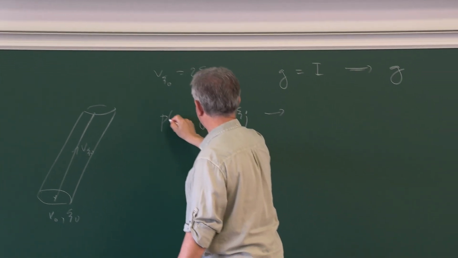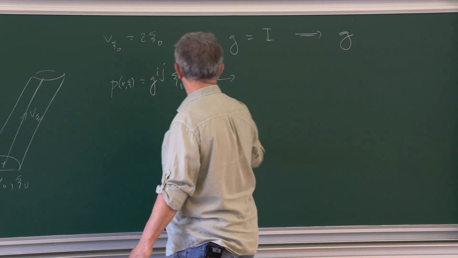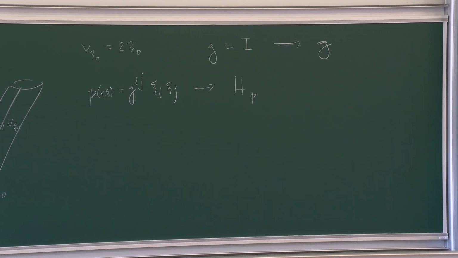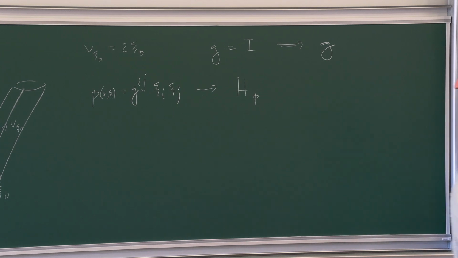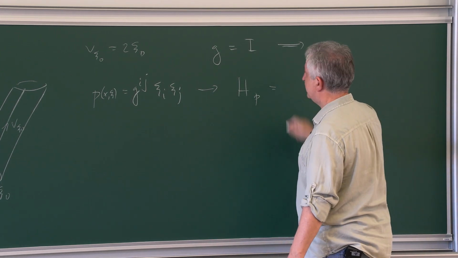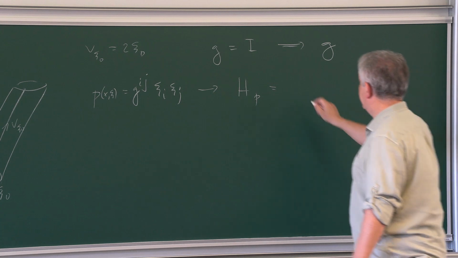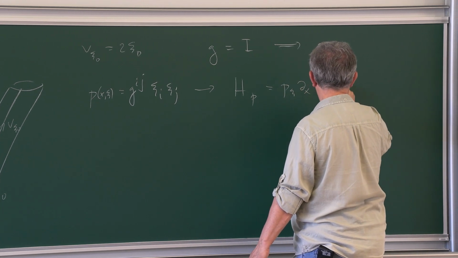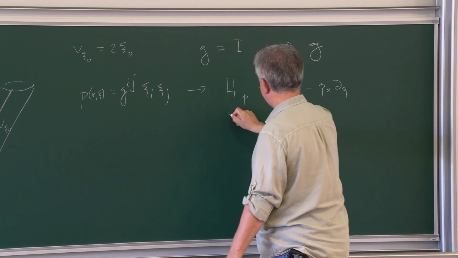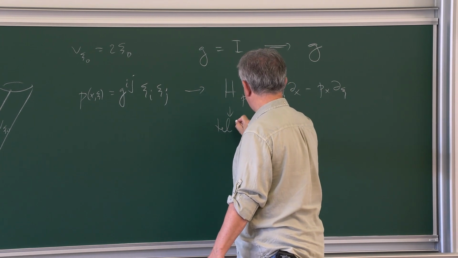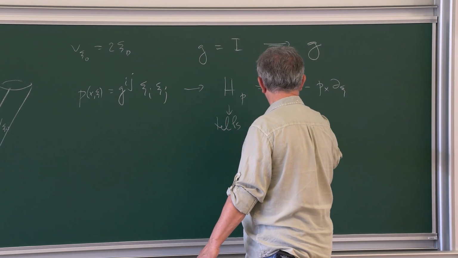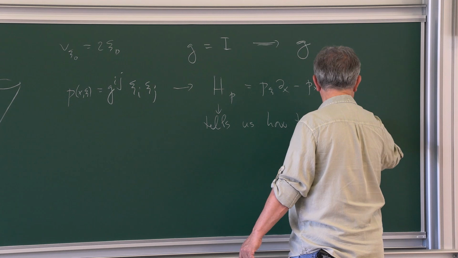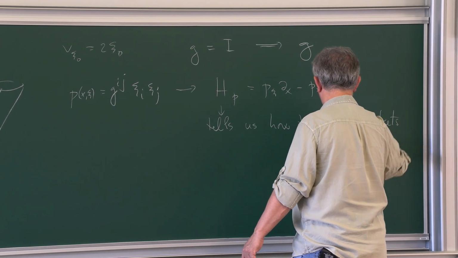let's say this is P of x and ξ, and you look at the Hamilton flow of this symbol P, and this Hamilton flow gives P_ξ dx minus P_x dξ, and this tells us how the wave packets should move.